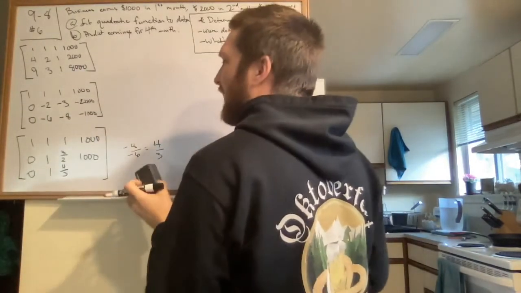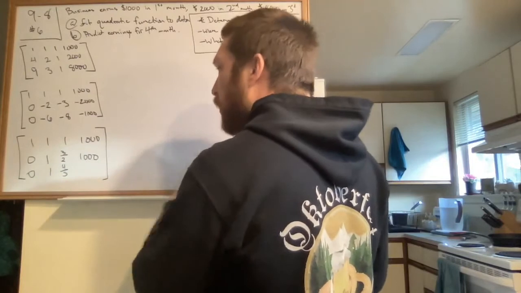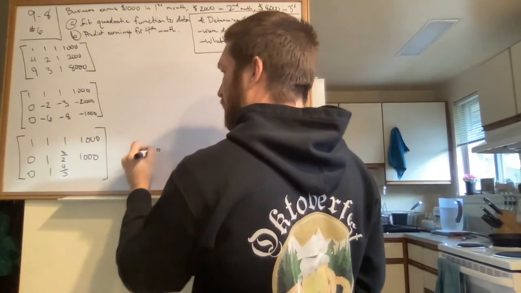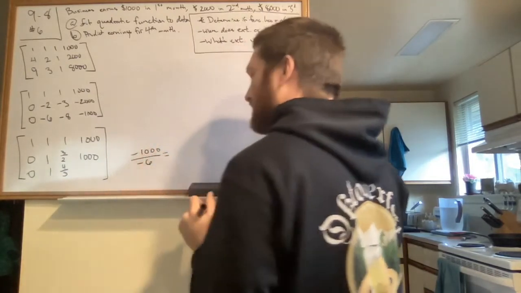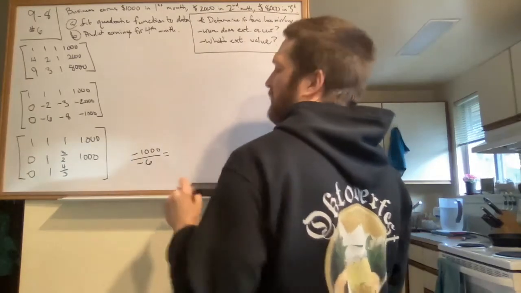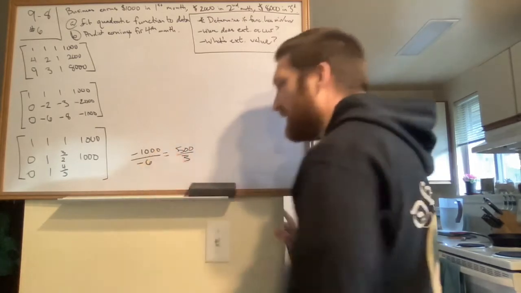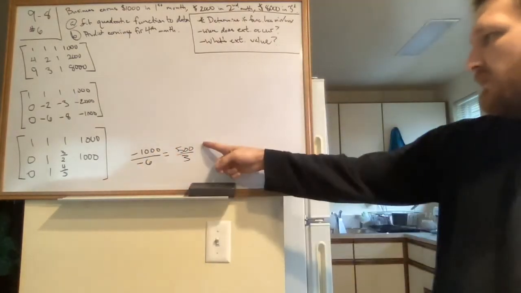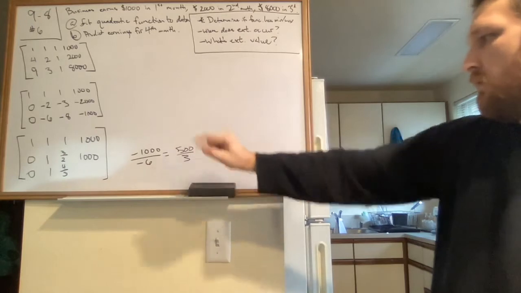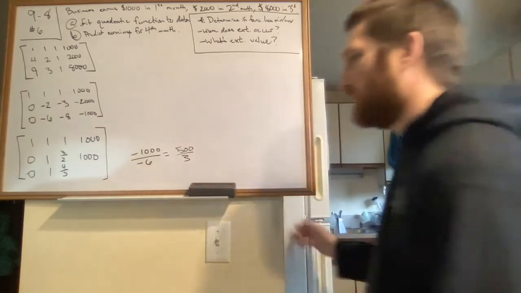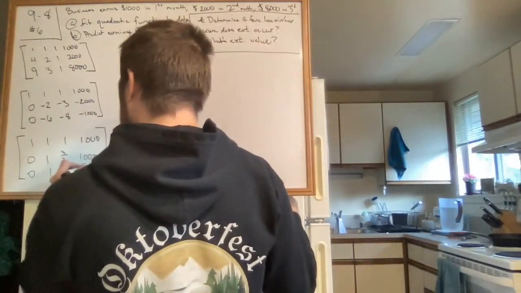Now, -1,000 over -6. That's the same as +1,000 over 6. Or how about +500 over 3? That should do it. Multiply the top by 2, bottom by 2. Okay, we're good. So 500/3.